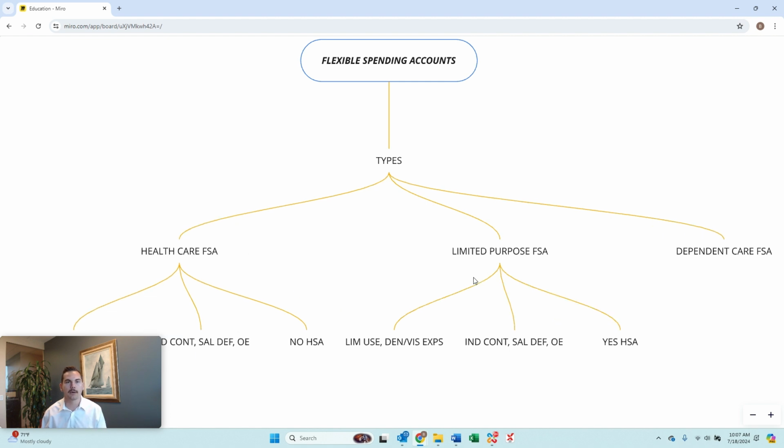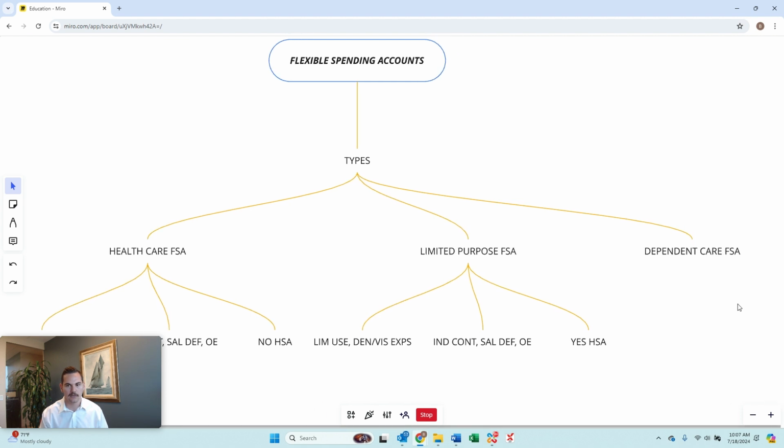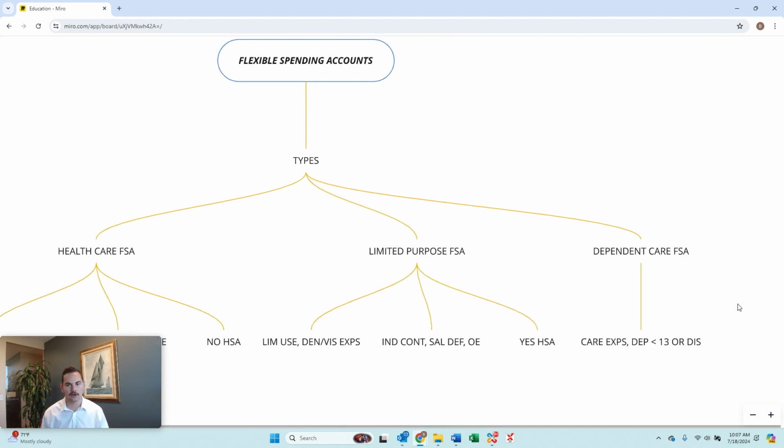But what's unique about the limited purpose FSA is you can also contribute to a health savings account at the same time. Now, with your dependent care FSA, this account is meant to be used for care expenses. So if you're a parent and you have dependents and you're working, but you can't care for them, you can contribute to a dependent care FSA and then use the money from that account for their care expenses. Now, the dependent has to be under the age of 13 or they can be disabled.